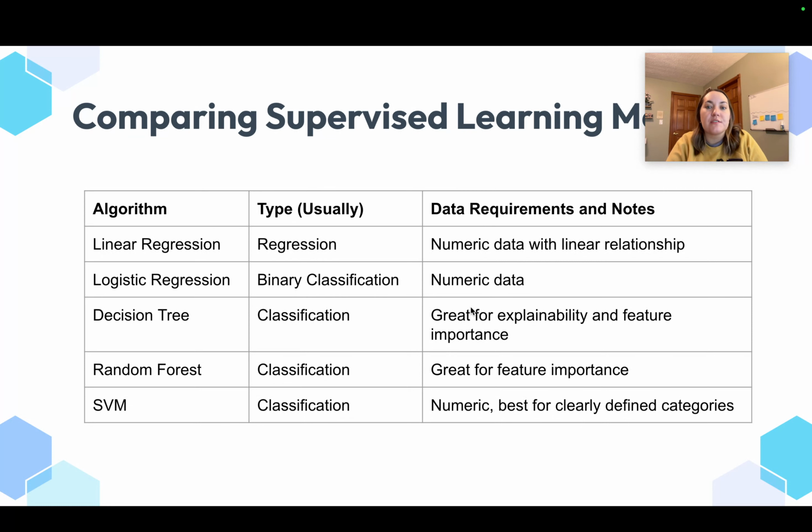So decision trees are really great for explainability and feature importance, where random forest is more for that feature importance. You lose out on that explainability, but you still get some really great data on feature importance. SVMs require numeric data, and it's best for clearly defined categories. I didn't put this in here, but SVMs are usually pretty computationally efficient, I've noticed. They run pretty quickly. They do well with really small data sets. A few of you mentioned that the wine data set was big. That's actually a really tiny data set in comparison to a normal business use case.